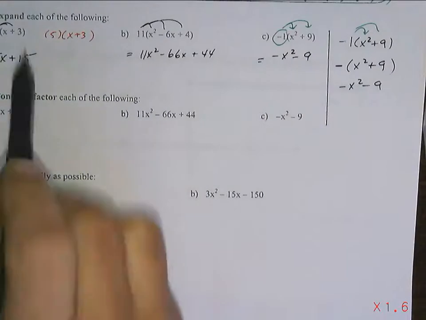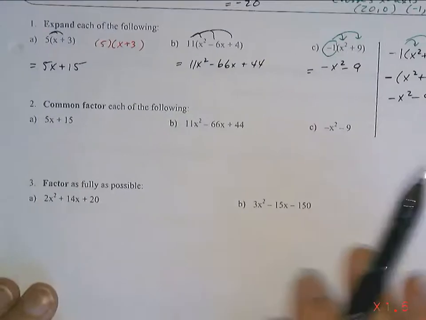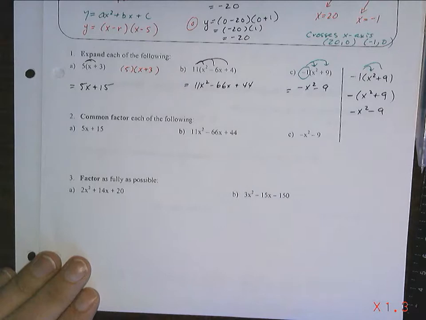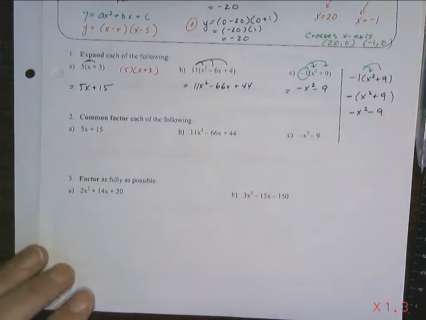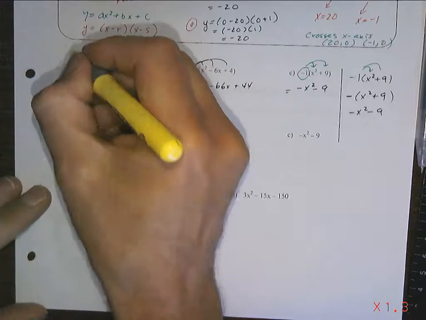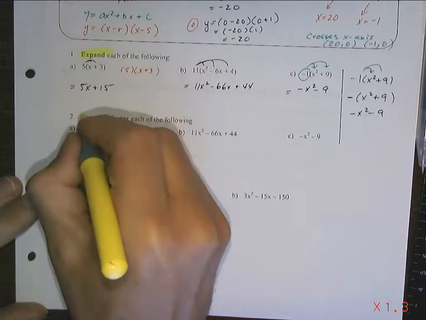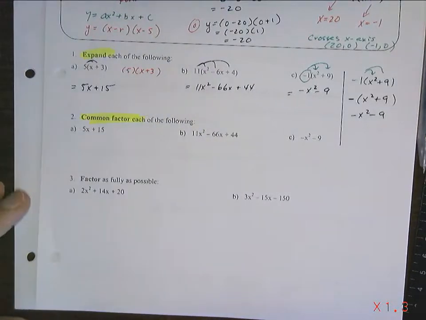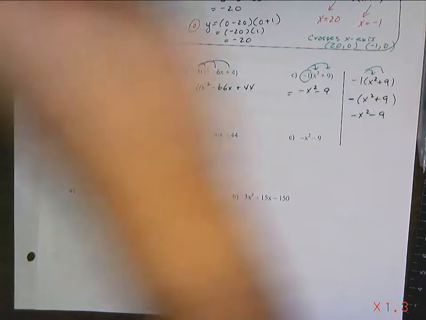Now, that was expanding. That was cool. What we want to do now is we want to factor. We want to do the opposite. So expanding and common factoring are opposites of each other.